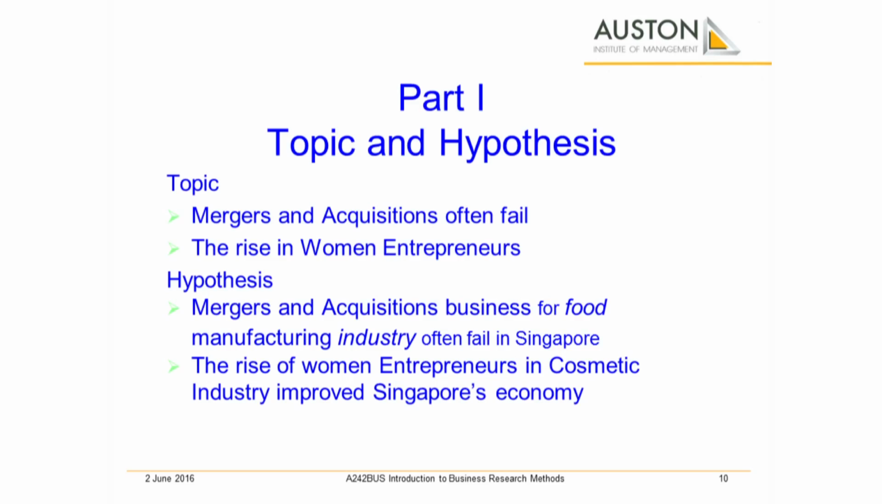A title, which, as I've told you earlier, must have a focus and it has to be narrowed down. So if you look at the title which I've shown in this example, it says the rise of women entrepreneurs in cosmetic industry boosted Singapore's economy. So if you notice, it is narrowed and it has focus. The focus is the cosmetic industry. So entrepreneurship in cosmetic, that is the focus.